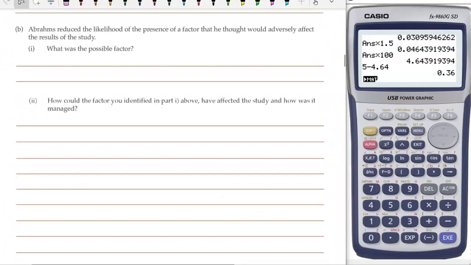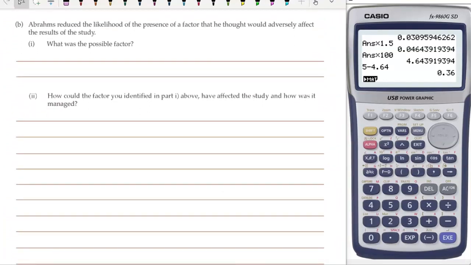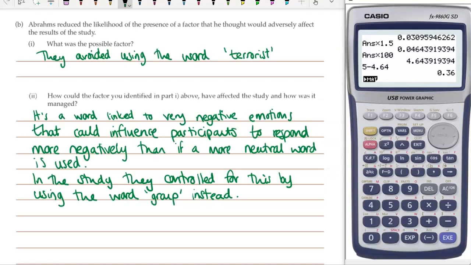Okay, for part B. So this factor that they recognised and tried to control for was the use of the word terrorist. So they deliberately didn't use the word terrorist in their study because that's highly likely to impact the results to be more negatively skewed. And in this study, they controlled for that by using the word group instead. The point here was that they wanted a response to the scenario and not to the words being used.